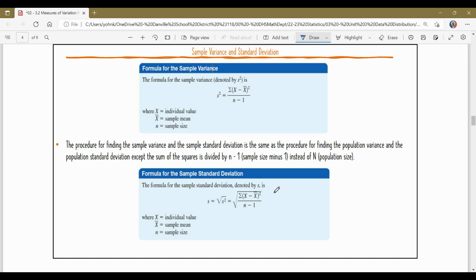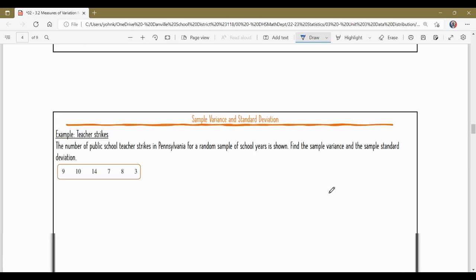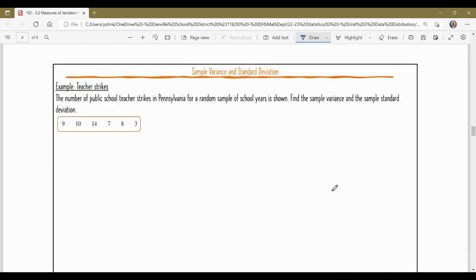Now the good news is the only difference between this and population is the denominator. Notice that the denominator is n minus 1 this time instead of just n. And then for the standard deviation, we have the same thing. It's still the square root of the variance, which has an n minus 1 in the denominator. So that's the only real difference between them. You're still going to find them the same. So let's practice a sample variance and standard deviation.